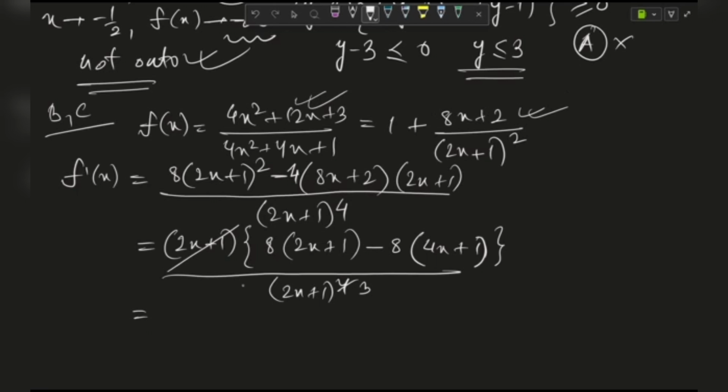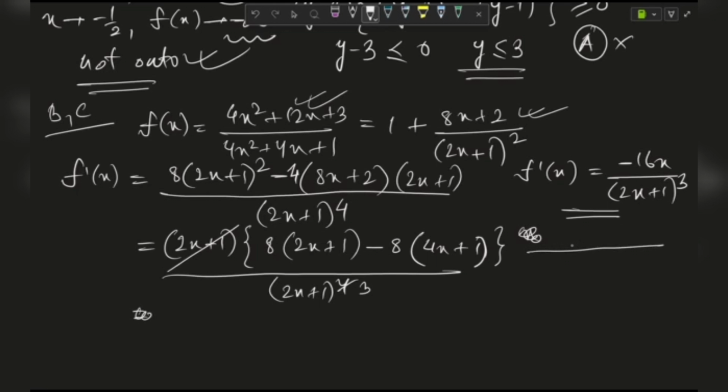So I will write it on the right side. This is f dash x. It comes out to be minus 16x by (2x plus 1) whole cube. This is our f dash x. Now if we try to ascertain certain things like the decreasing or increasing intervals of this, because we have minus half, I will try to go towards the right hand side. So basically what I am doing is, we have two critical points. One is minus half and the other is 0.